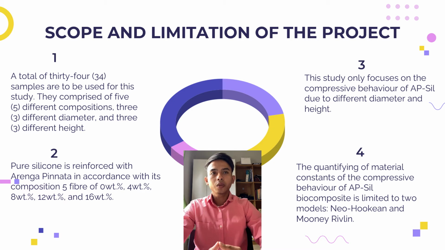The following are the scopes. A total of 34 samples are to be used for this study. They comprise 5 different compositions, 3 different diameters and 3 different heights. Second, pure silicone is reinforced with Arenga pinnata in accordance with its composition of 5 fiber. Third, this study only focused on the compressive behavior of Arenga pinnata silicone due to different diameter and height.